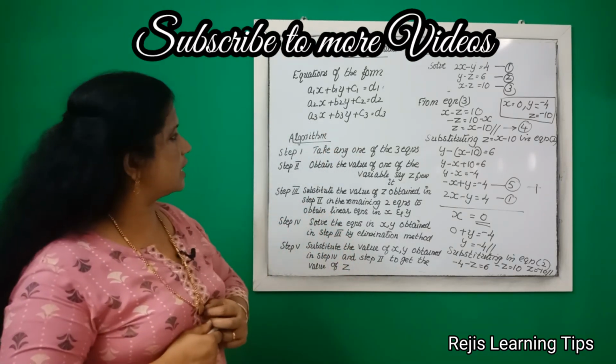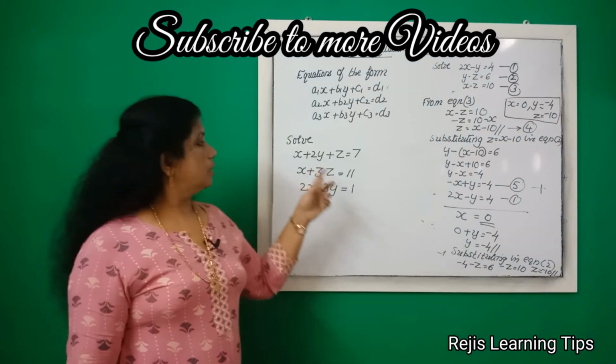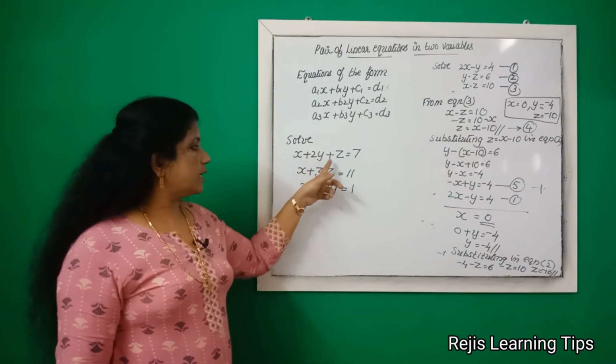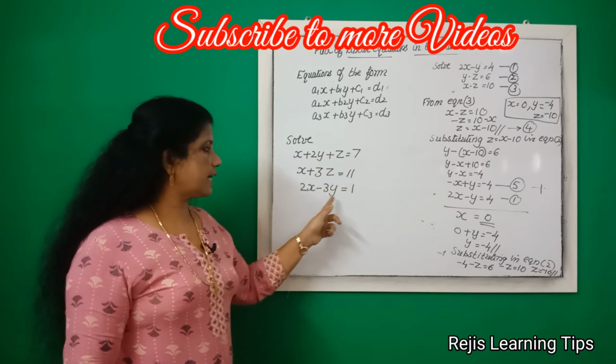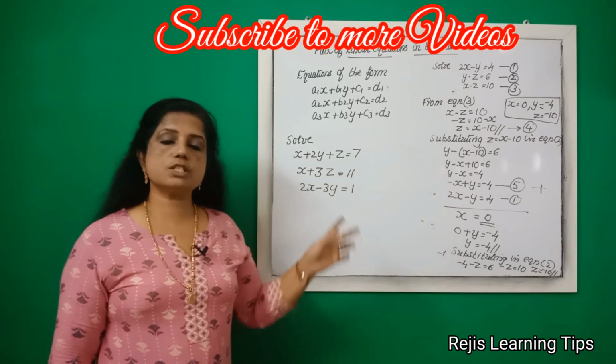Understood? Then I will give one sum as homework. Solve x plus 2y plus z is equal to 7, x plus 3z is equal to 11, 2x minus 3y is equal to 1. This is your homework.